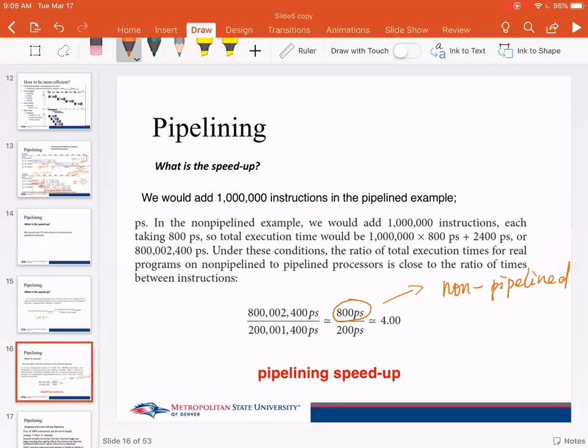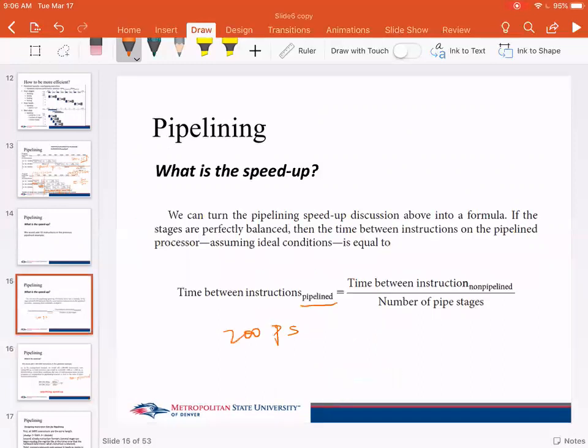So if we understand how to calculate this, then suppose we know the time between two instructions for a pipelined processor. Suppose we know that number, then we will be able to calculate the speed up. And ideally, what is this number? What is the time between two instructions?